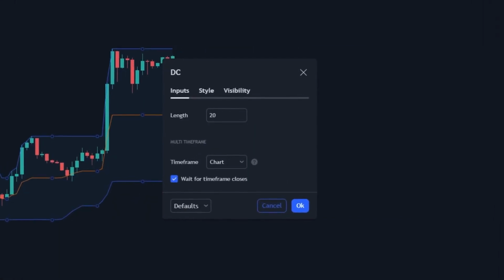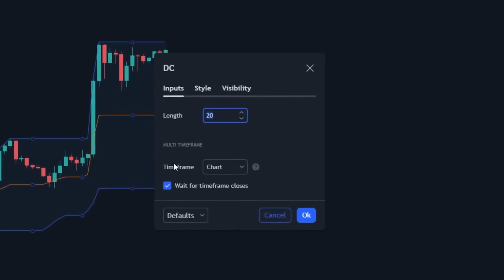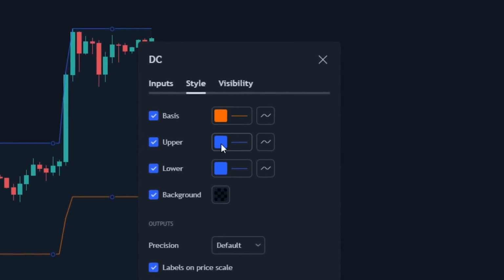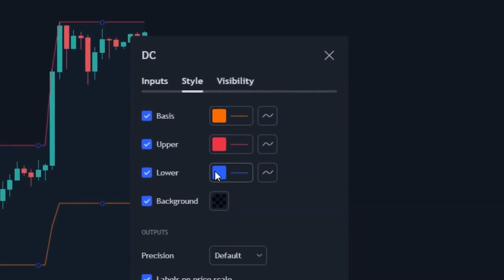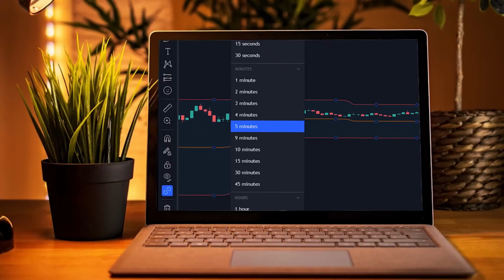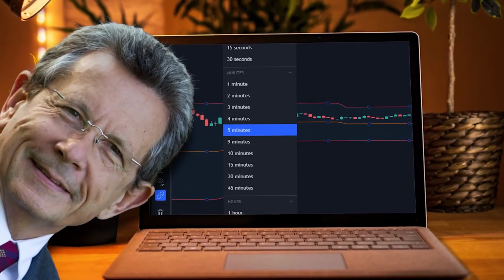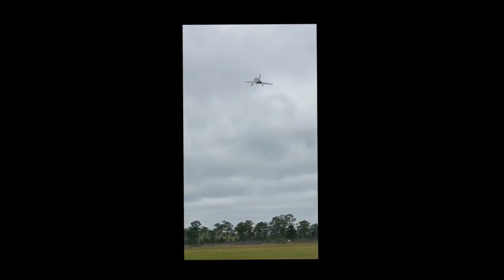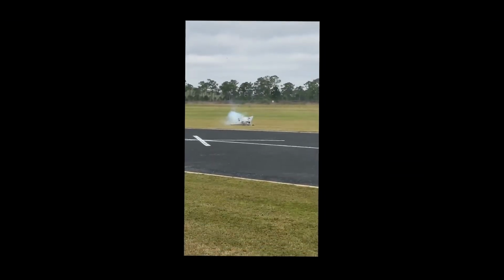Go to the settings of the indicator and change this length to 96. Then I'm also gonna go to the Styles tab and change the colors of the lines to red so they're easier to see. Also, something very important. All of these settings I'm about to tell you are for specifically the 5-minute time frame, as that's the time frame Larry used for this specific strategy. If you want to use a different time frame, please do your own testing with different indicator values.